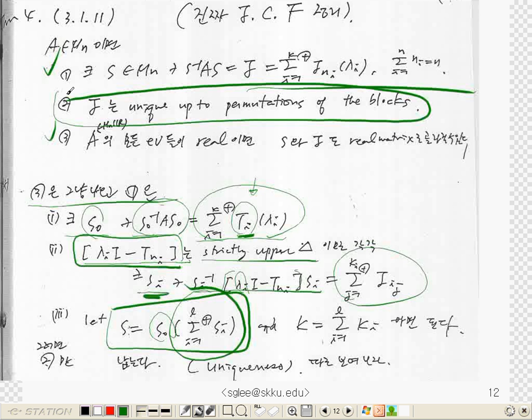J is unique up to permutations of the blocks. For the uniqueness, what you have to show is, suppose there are two Jordan canonical forms for a given matrix, then up to permutation we show they are the same. Here is the proof.